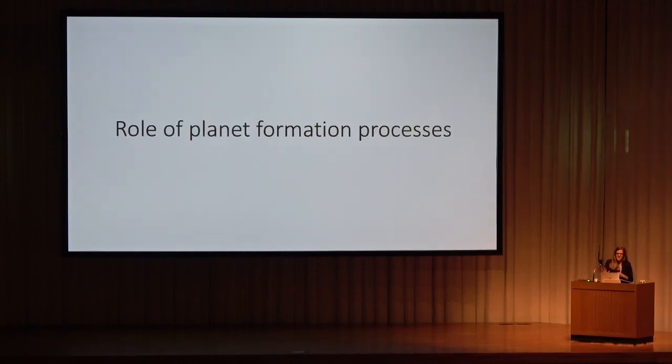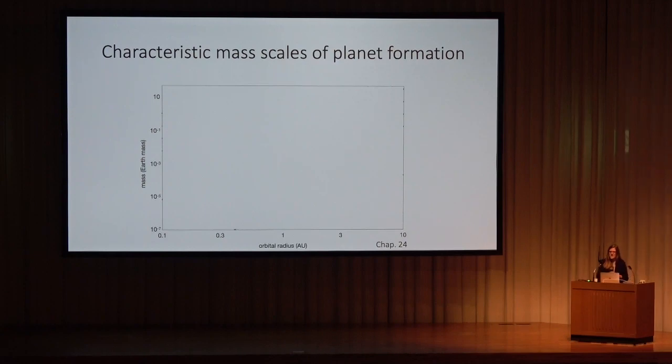But so here I want to review these processes and consider the idea that this inter-system mass uniformity might be created at the birth of the planets. So in order to understand the emergence of these peas in a pod phenomenon, it's valuable to quantify the characteristic mass scales of the planet formation process.